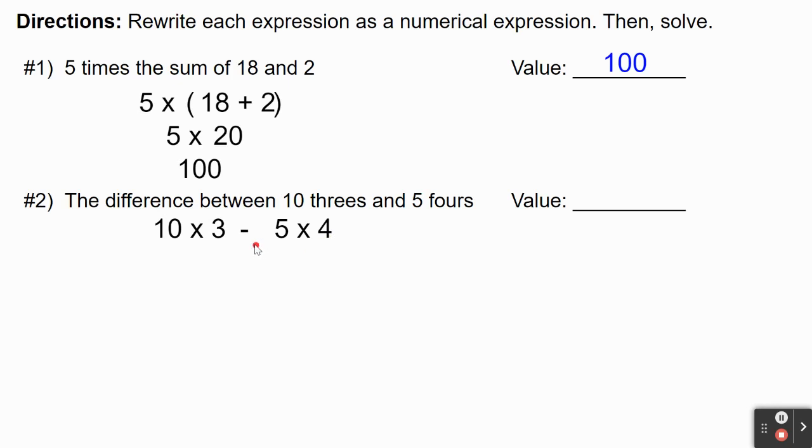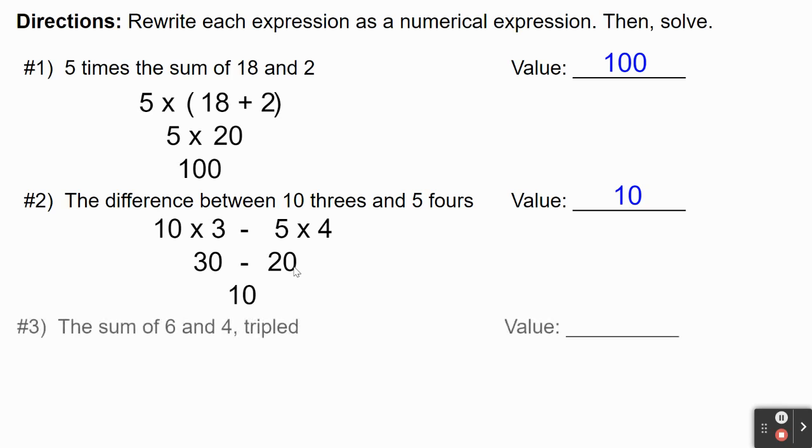Remembering GEMS, we can see that there's no grouping symbols, there's no exponents, so we need to multiply first. Notice there are 2 groups of multiplication symbols here, so we're going to solve from left to right. 10 times 3 is 30, and 5 times 4 is 20. So we can now subtract 30 minus 20, which is 10. So the value or answer is 10.